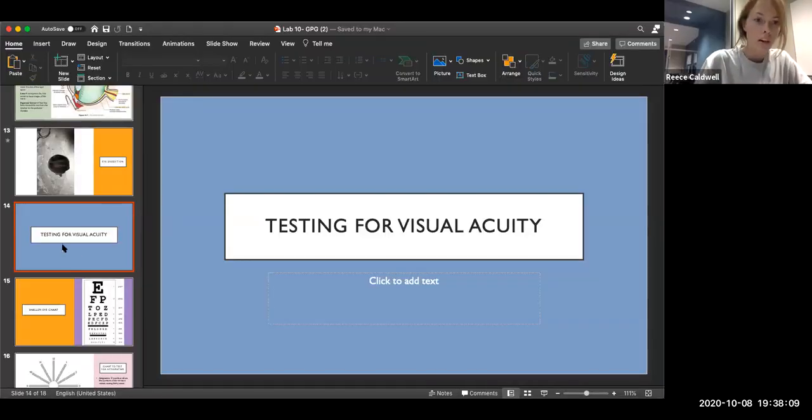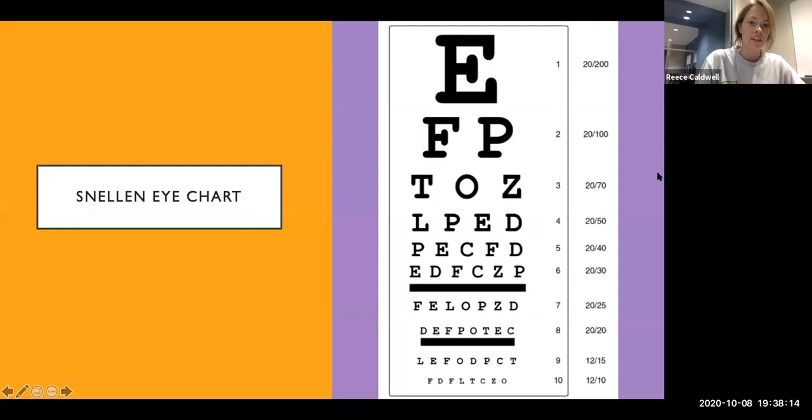Alrighty, so I think we have 3 more slides to get through and we are done. So testing for visual activity. Most of you have probably used one of these before in your life. This is the Snellen eye chart. And what this tests for is whether you are farsighted or nearsighted.